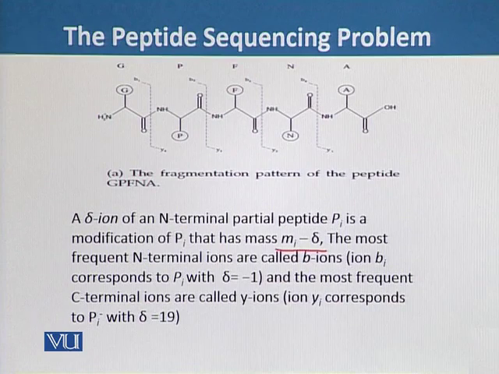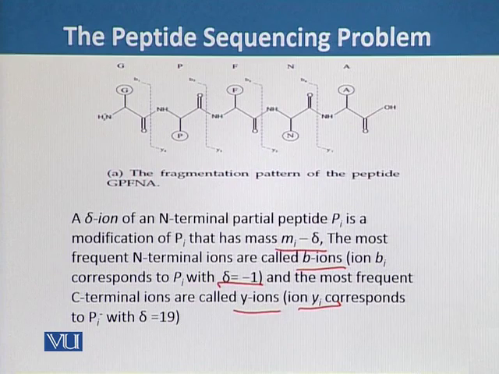The delta ion of C-terminal peptides is defined similarly. The most frequent N-terminal ions are called the B ions, meaning the ions Bi corresponding to the Pi with delta equal to -1. And the most frequent C-terminal ions are called the Y ions. It means that the ions Yi correspond to the Pi with a delta value of 19.